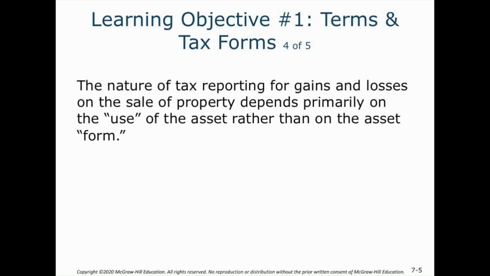And the nature of tax reporting for gains and losses, it's important to know, is not the form of the asset, but the use. So we're going to be concerned not necessarily with whether the asset is a truck, but so much with whether you are using that vehicle for farm use. Are you using it for a business? Are you using it for your home personal transportation? What is the actual use of the vehicle?